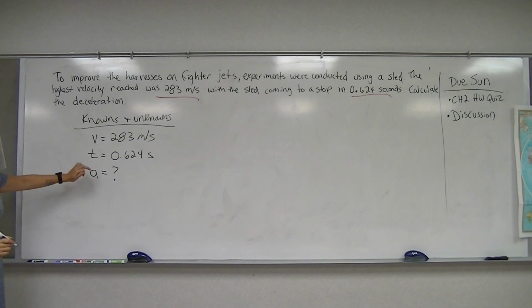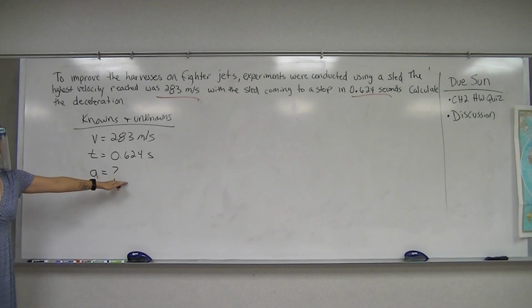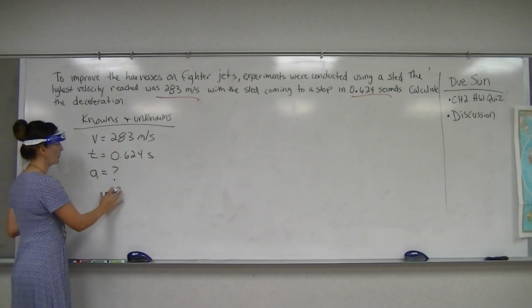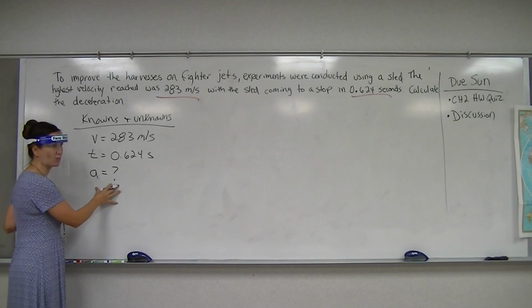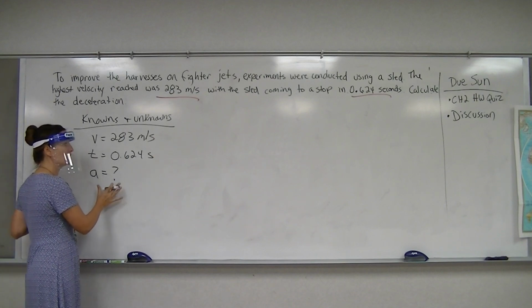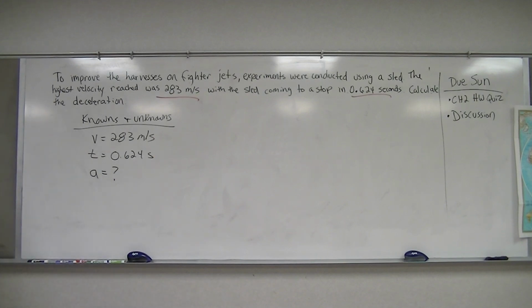As we saw from Monday, when we calculated deceleration for one of those problems, the A value we got was negative. So when we solve for it, we should get a negative number since we're slowing down. You get a positive number when you're speeding up, you get a negative number when you're slowing down.